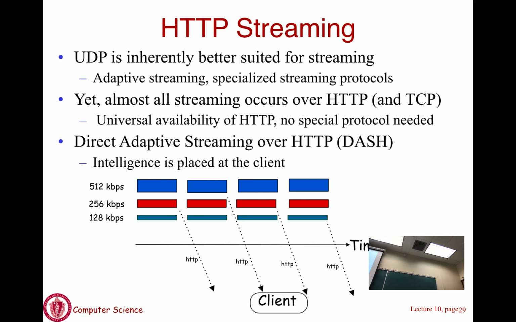So you'll have essentially chunks, and then your client is going to make an HTTP request for one chunk at a time. So you'll get the first 3 seconds and you will request the next 3 seconds as an HTTP request.